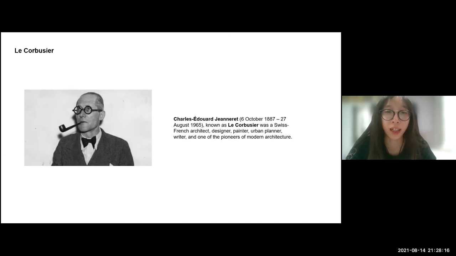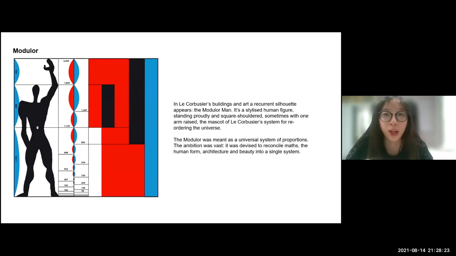I think as everyone knows, Le Corbusier's building and art is currently appearing, the Modulor man, actually a stylish human figure, standing proudly and square-shouldered, and sometimes with one arm raised. It's a mascot of Le Corbusier's system for reordering the universe. The Modulor was seen as a universal system of proportion. The ambition was vast, and it was devised to reconcile math, the human form, and architecture, and combine beauty into one singular system.